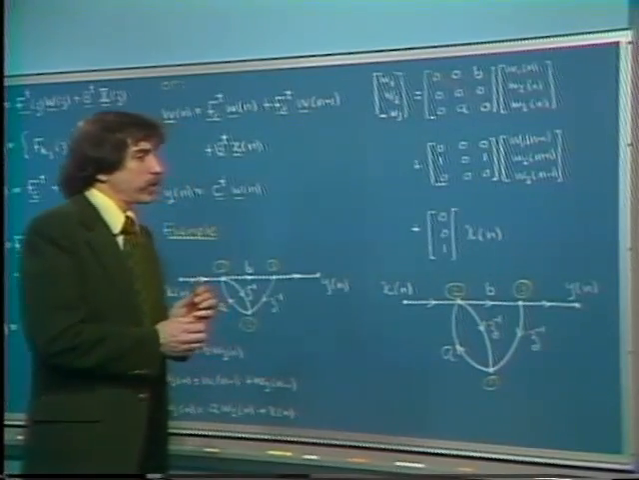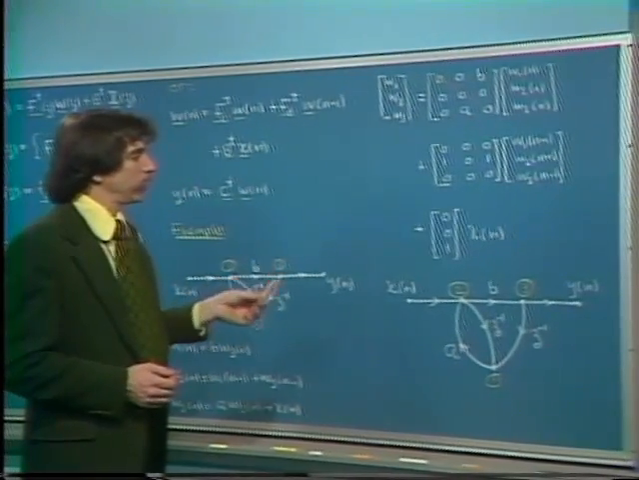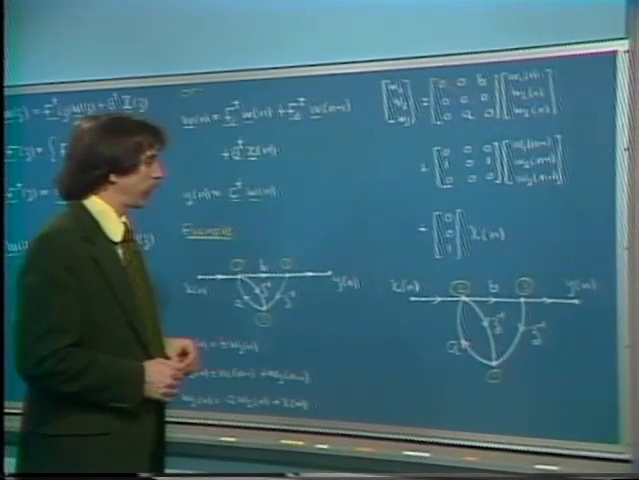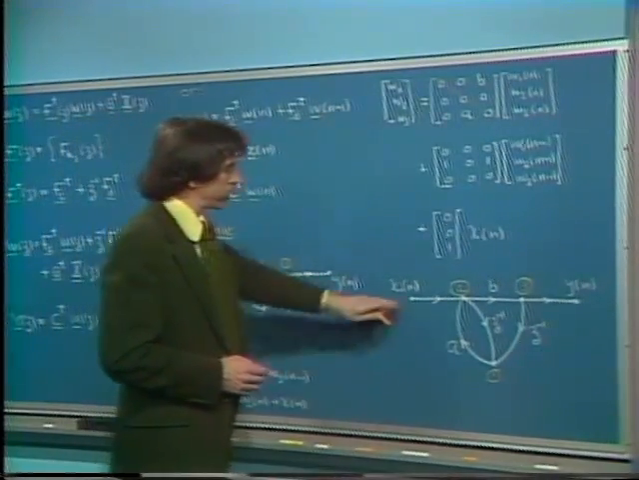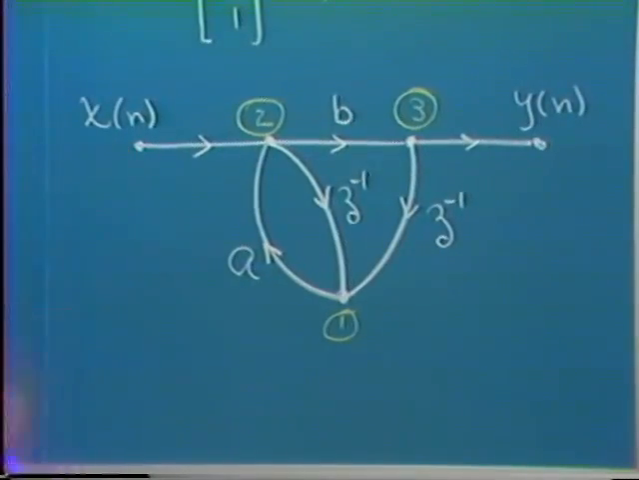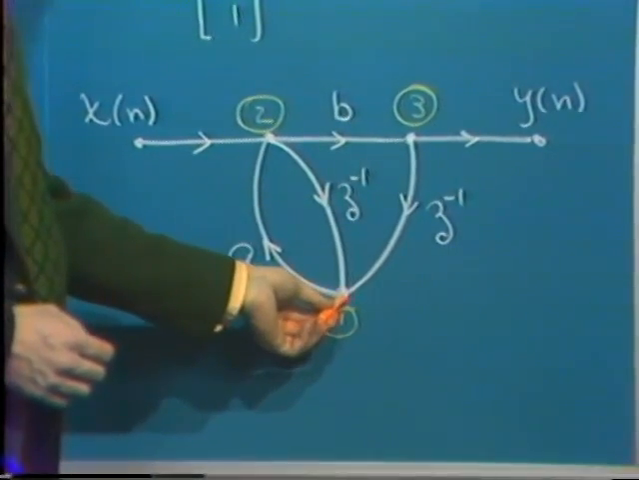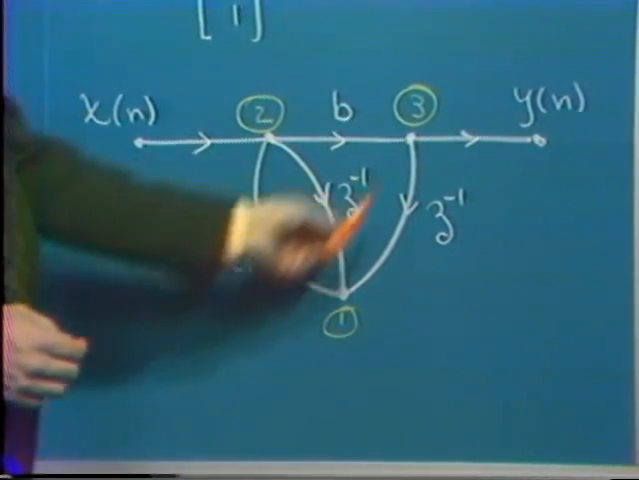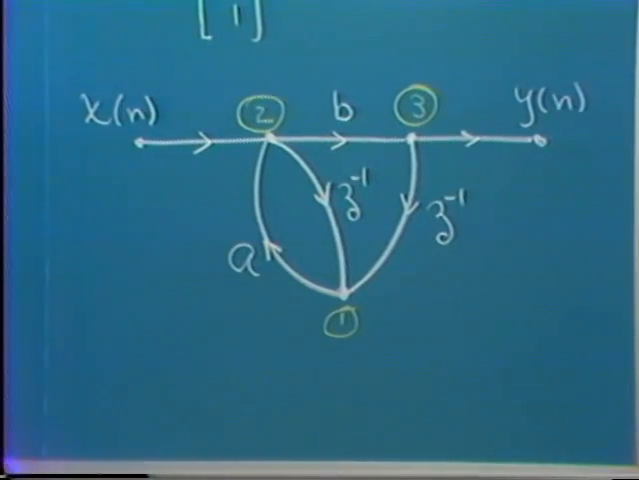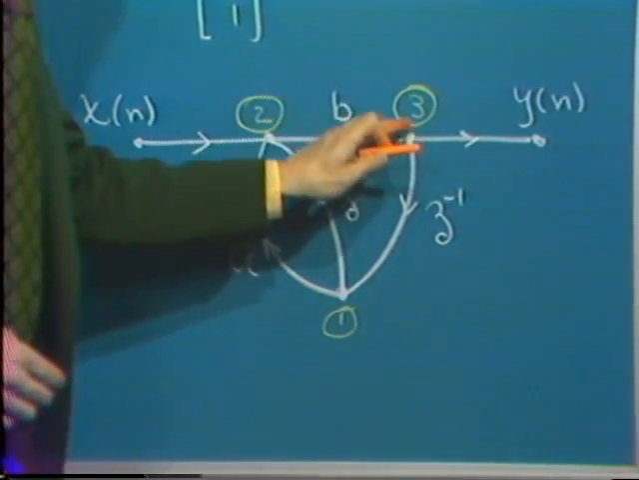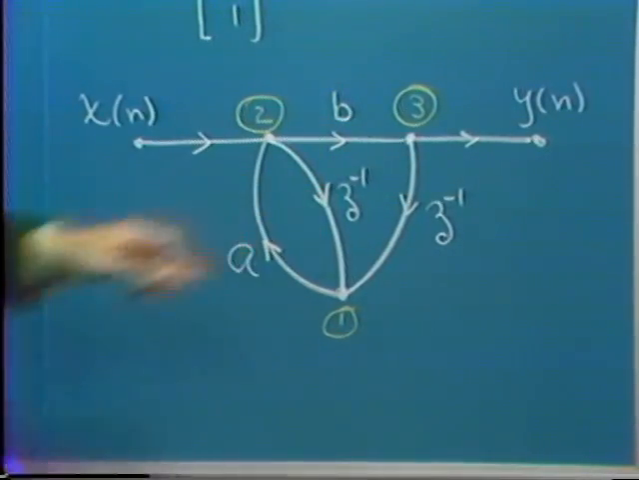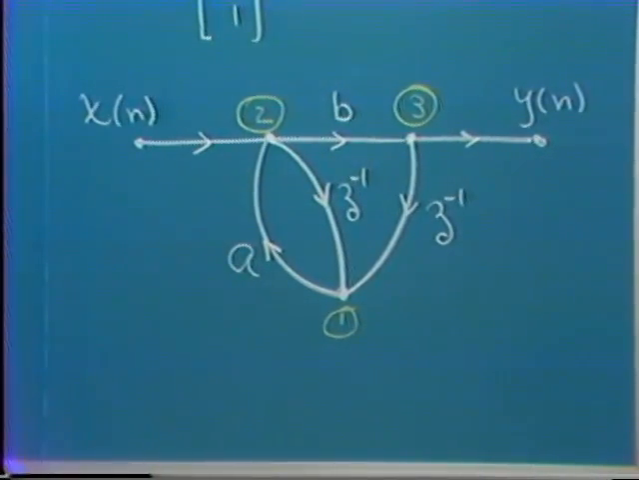All right, let's consider a slightly different ordering for the network nodes. This is the same network. I now have ordered the nodes slightly differently. I'm calling this node 1, this node 2, and this node 3. And let's just inquire as to whether the nodes ordered, as I've indicated here, are now computable.